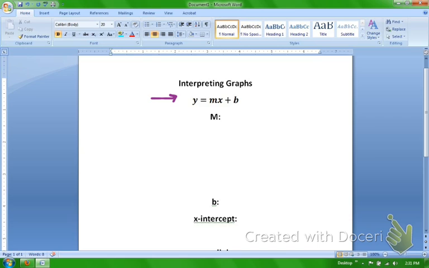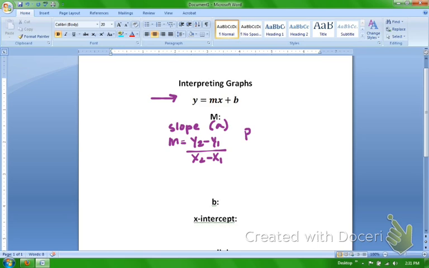Now, m is your slope. And I will say on your calculators, and when we get into transformations, slope is referred to as a, not m. So don't let that confuse you. It's just a different way of writing it. Slopes can be positive, negative, undefined, or zero. And remember, the formula for slope was y2 minus y1 over x2 minus x1.